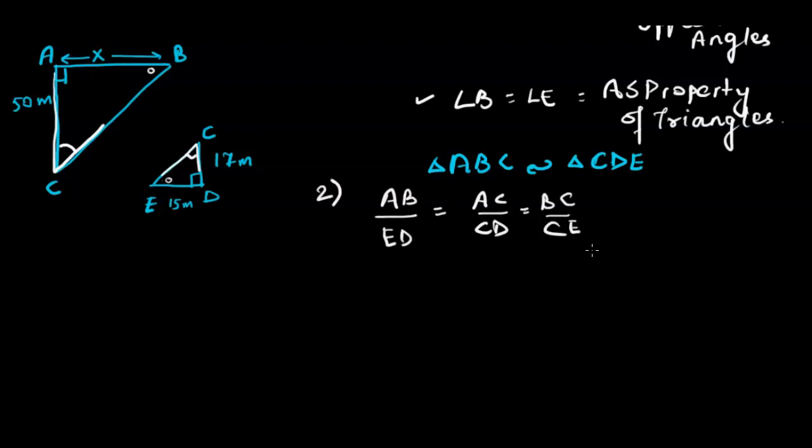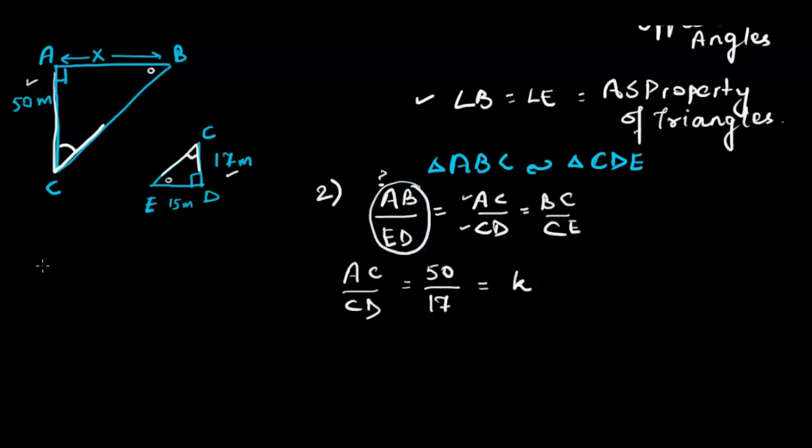Out of these three ratios, we can use AC over CD to find the scale factor because both of these side lengths are known. So we would be using AC over CD, where AC is 50 and CD is 17, to find the scale factor K. We can leave it as a fraction, and now we would be using the scale factor to put it equal to the ratio that contains our unknown side, and the unknown side is AB, that is this one. So we would be putting the scale factor equal to this ratio. That's step number 3. AB we know is X. ED is 15, equal to K, the scale factor, and that is 50 over 17.